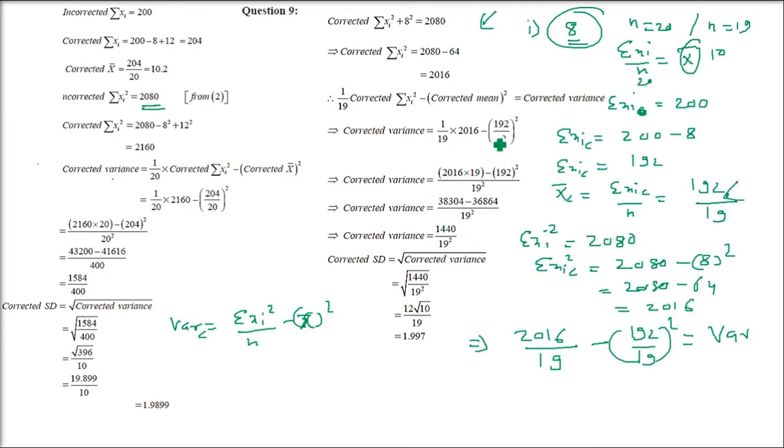This computation is in front of you, and whatever value comes, you just take the under root. So 1440 by 19 square is going to be the variance. Standard deviation is the under root of 1440 by 19 square, and that is going to be 1.997. This is your standard deviation. So the corrected mean is already 192 by 19. I hope you will be able to do this.